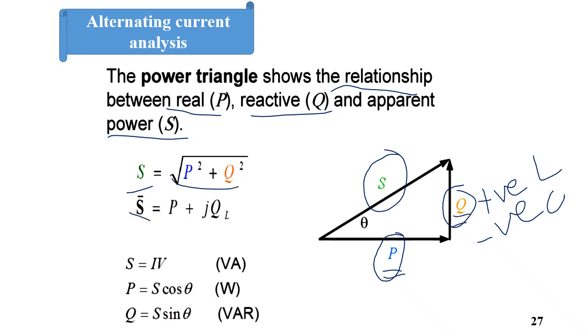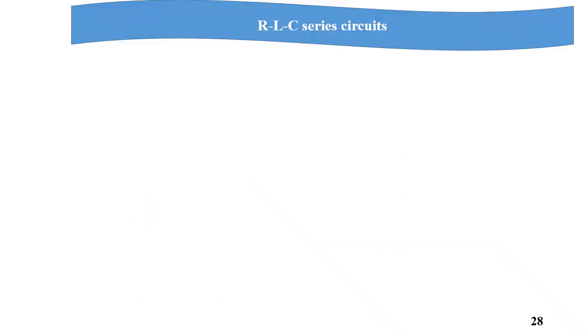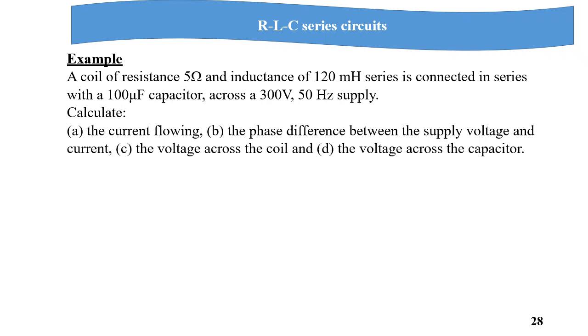And for the complex form, S complex equals P plus jQ, where S equals V times I in volt ampere. If we analyze S in the horizontal axis, we get P, which is S cosine theta. And if we analyze it in the vertical direction, we get Q, which is S sine theta, in volt ampere reactive, and P is the real power in watts, and the apparent power S in volt ampere. Now we will see an example.